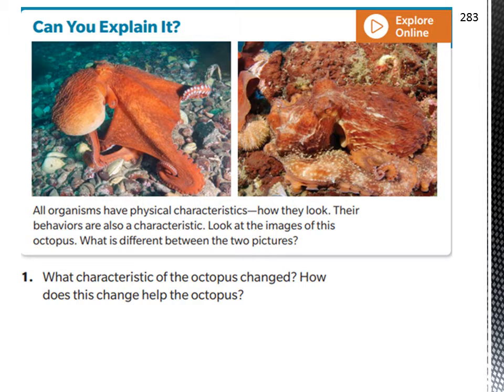Now, I want you to open your books on page 283. All organisms have physical characteristics, how they look. Their behaviors are also a characteristic. Look at the images of this octopus. What is different between the two pictures? What characteristic of the octopus changed? How does this change help the octopus? I don't want you to worry about the right answers. I just want you to write down your thoughts. Yes, maybe the octopus blends into its background to hide from predators or to catch food.